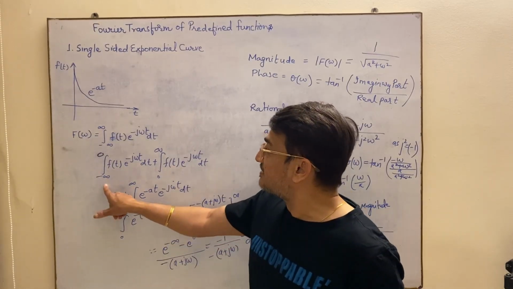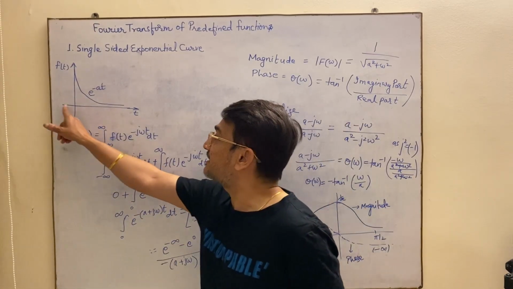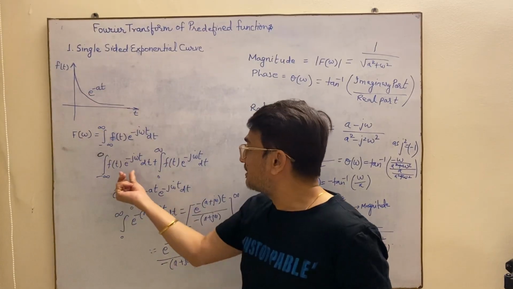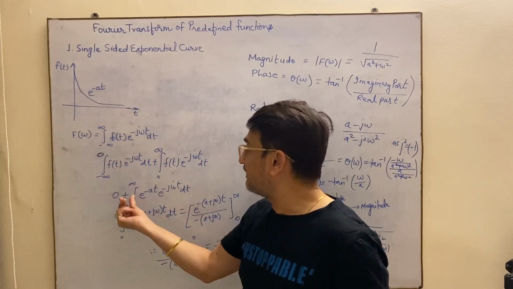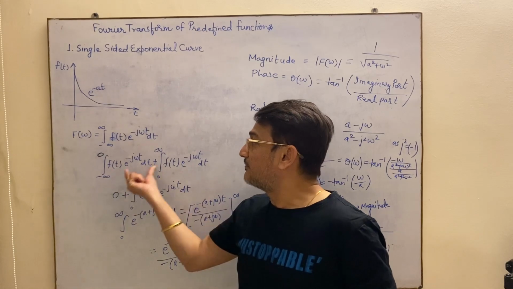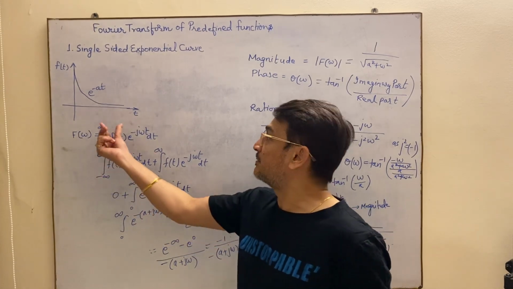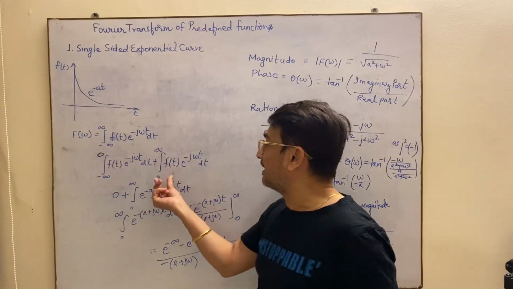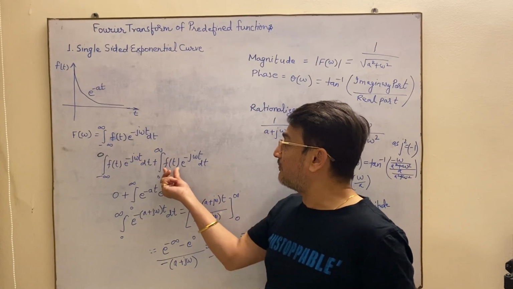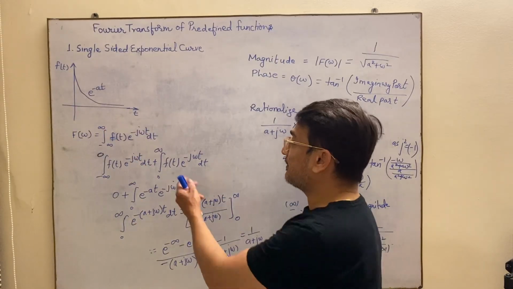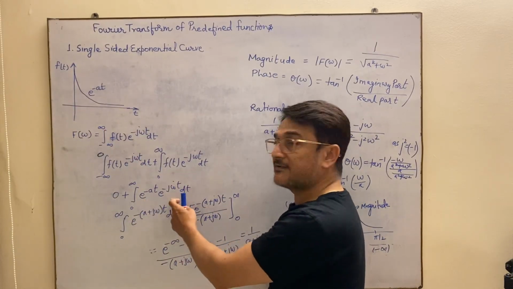Now from minus infinity to 0, that means this negative side, what is the function? It is nothing but 0. So in place of f(t) we will write 0, so this part will not exist. The only existing part is from 0 to infinity. So from 0 to infinity, what is the function f(t)? It is e raised to the power minus at. So in place of f(t) we will write e raised to the power minus at.